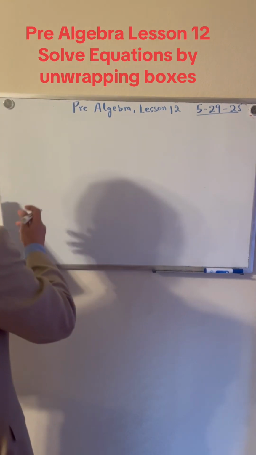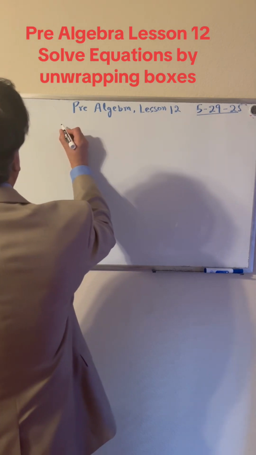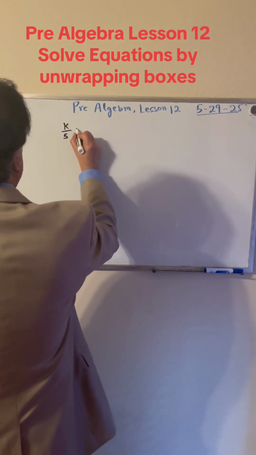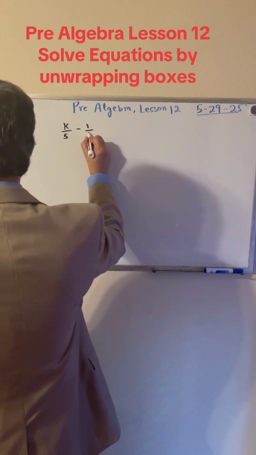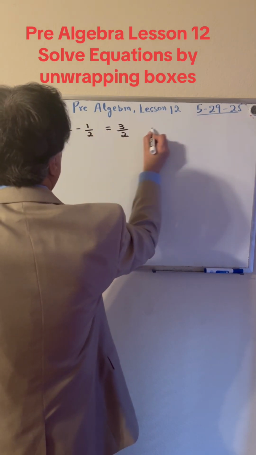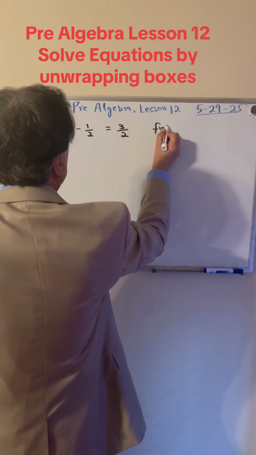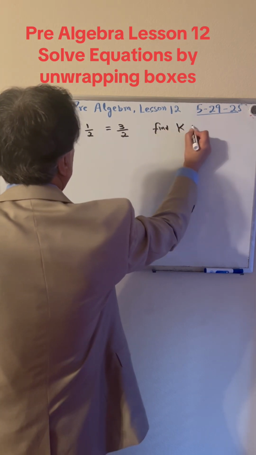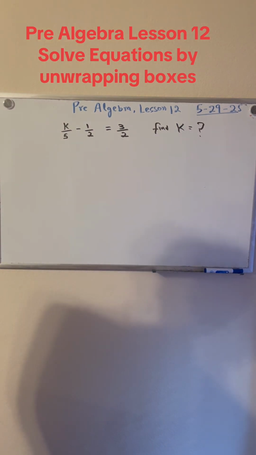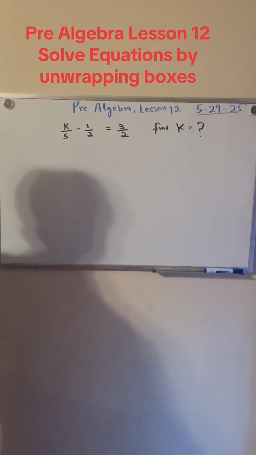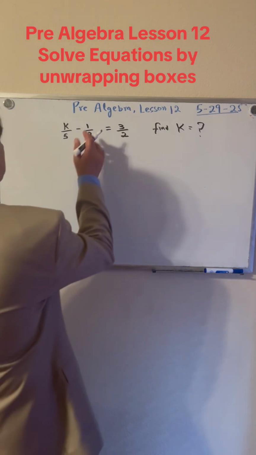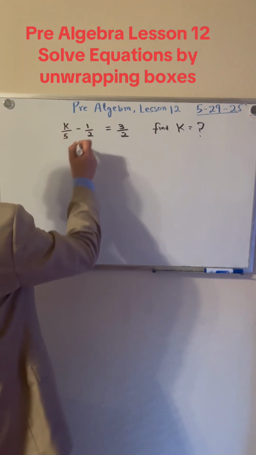So let's say we have k over 5 minus 1 over 2 is equal to 3 over 2. Find k. So how would you do that? Well, like I said, it's a big box. We've got to unwrap it. So let's see if we can get rid of this minus 1 over 2.